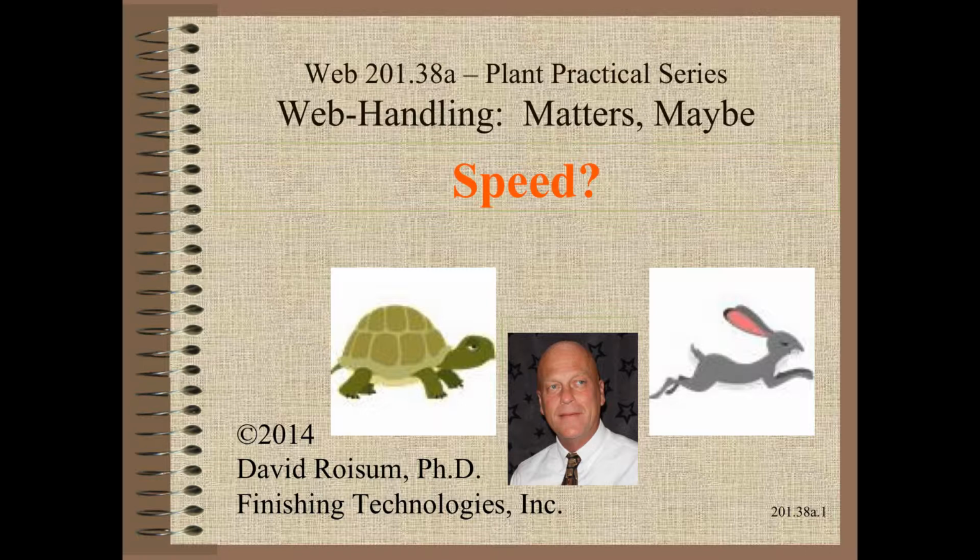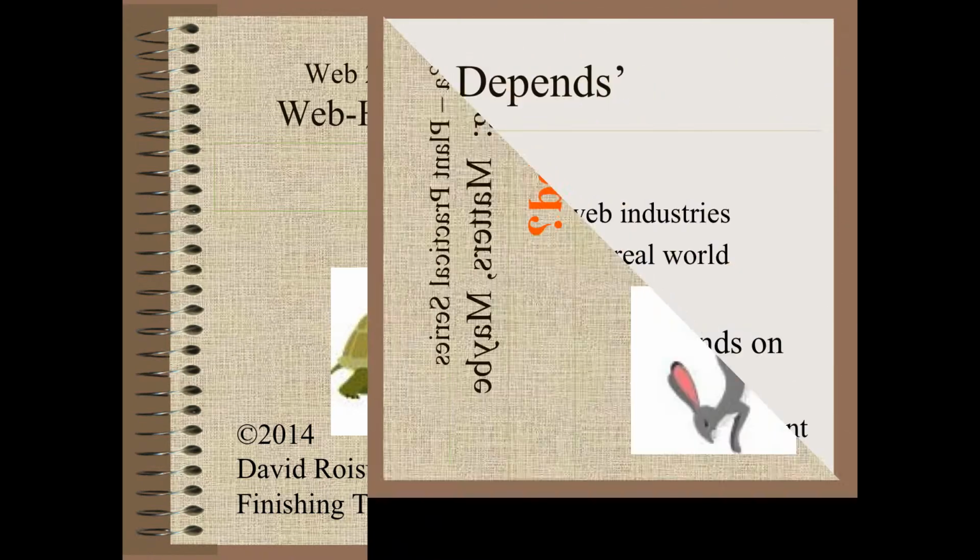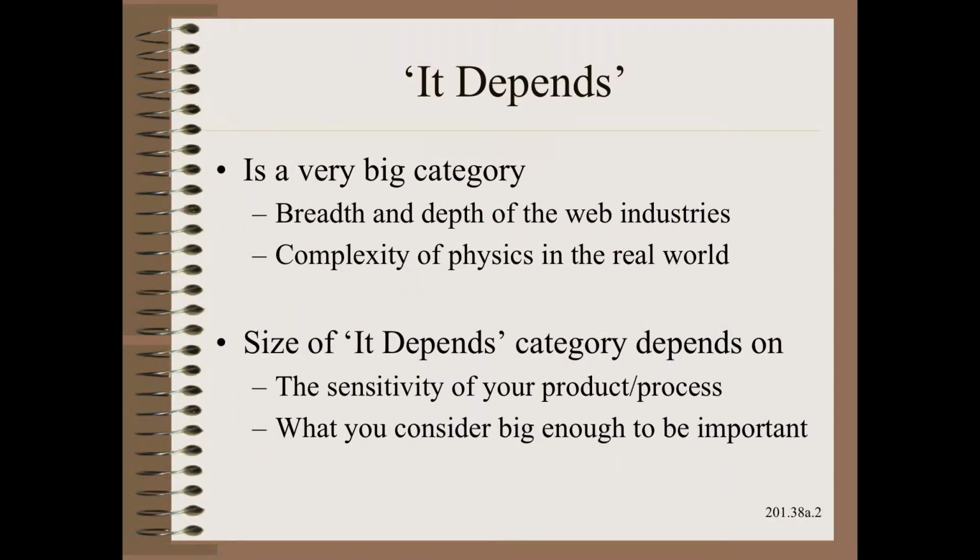We continue our tour of what may be important in web handling by talking about speed. The It Depends category is the largest. Much of this is due to the size and complexities of the real world. Sensitivities vary considerably. For example, some materials, such as paper, may be troubled by brittle web breaks, while most others, such as film, seldom ever experience this type of problem. Finally, how much you put into the It Depends category will also be based on how many details you can understand and manage in the real world.